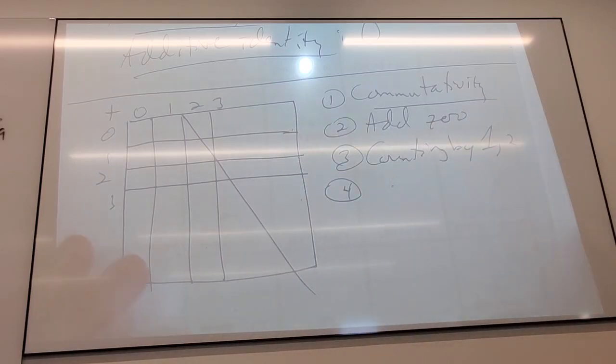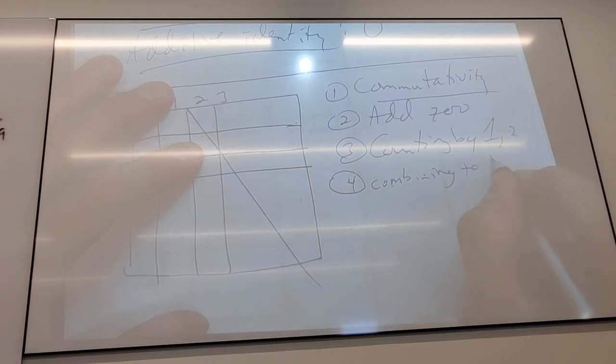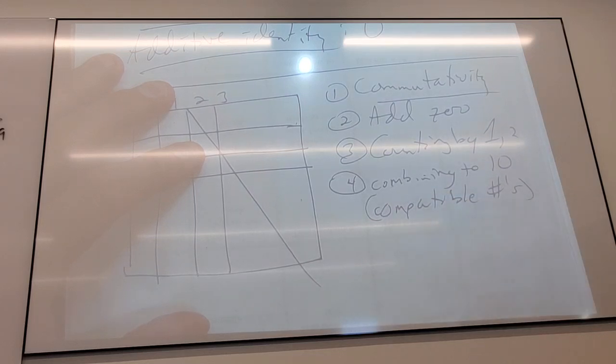So the idea of combining to 10 is what they call it right now. But I'm going to tell you, it's actually called compatible numbers.